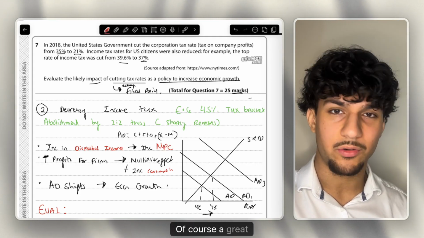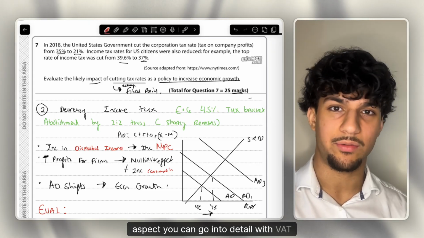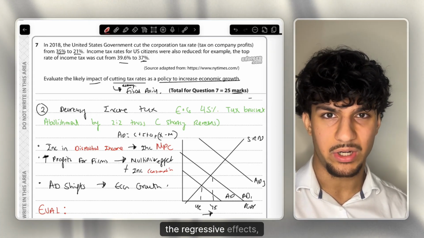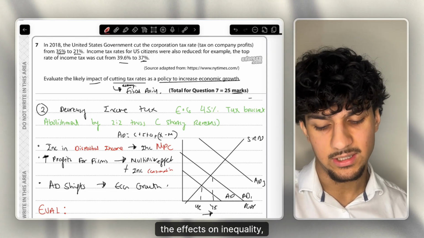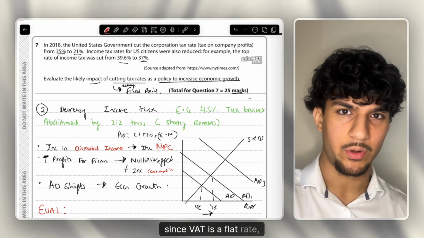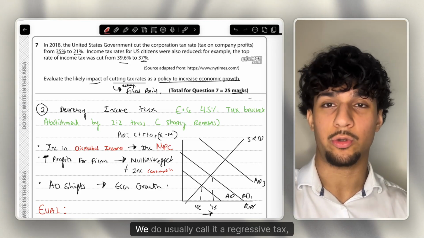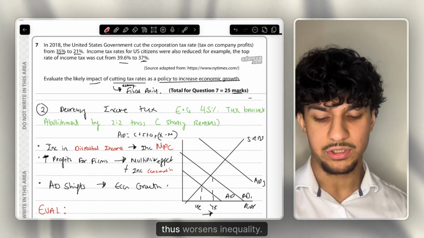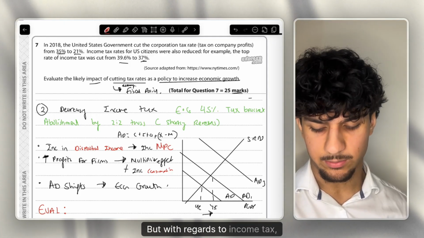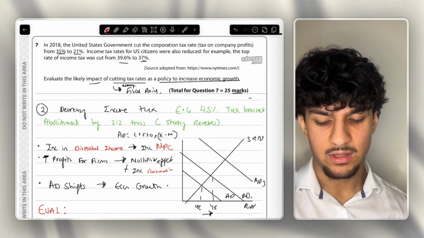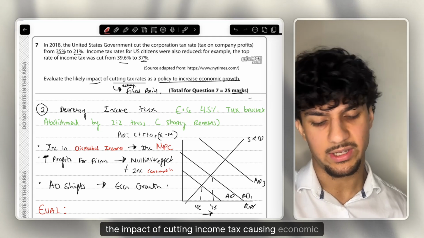VAT, of course, a great aspect you can go into detail with VAT is the regressive effects, the effects on inequality. Since VAT is a flat rate, it affects everyone the same. We do usually call it a regressive tax, thus worsens inequality. But with regards to income tax, how would we evaluate the impact of cutting income tax causing economic growth?